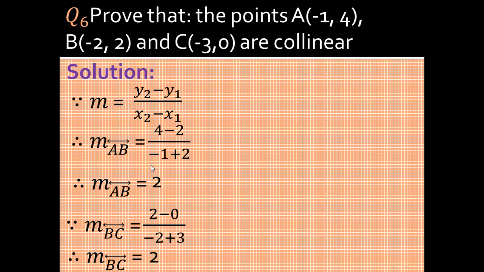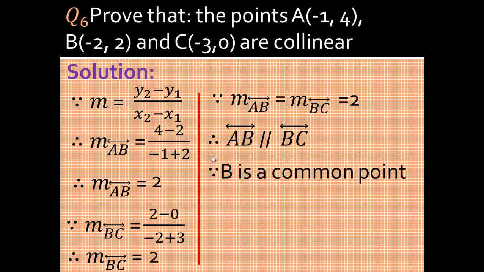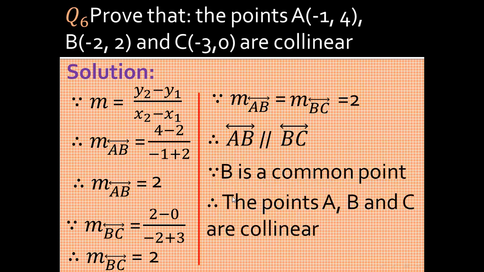From here, we can note that the slope of AB equals 2 and the slope of BC equals 2. That means the three points lie on the same straight line because the slope of AB equals the slope of BC. It means the straight line passing through the points A and B is parallel to the straight line passing through B and C, or the two straight lines are coincident. That means the three points are collinear because B is a common point between them.